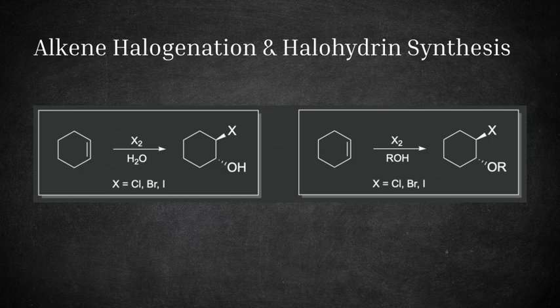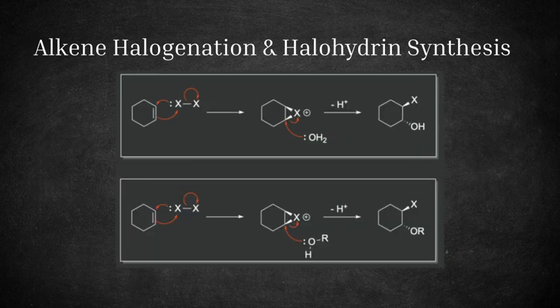Here is the mechanism for halohydrin and haloether formation. Both reactions begin with the alkene reacting with a halogen molecule, X2, leading to the formation of a halonium ion intermediate. In the next step, water for halohydrins, or an alcohol for haloethers, acts as the nucleophile, attacking the more substituted carbon of the halonium ion.